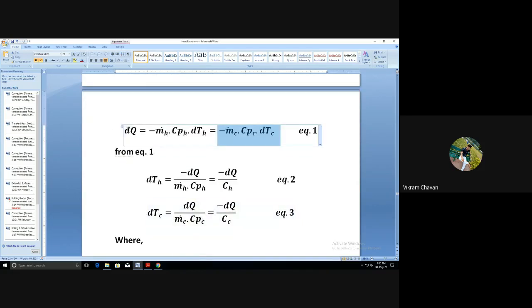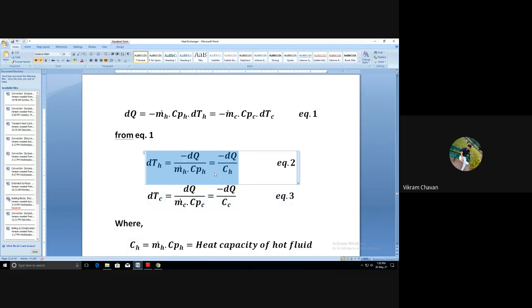So dTh from this first part of the equation, dq is equal to minus m dot h multiplied by cph multiplied by dTh. So from this equation we can write dTh is equal to minus dq divided by m dot h multiplied by cph, which is equal to minus dq divided by Ch, where Ch is nothing but m dot h multiplied by cph, which is called the heat capacity of that particular fluid. Ch is nothing but the heat capacity of a hot fluid.